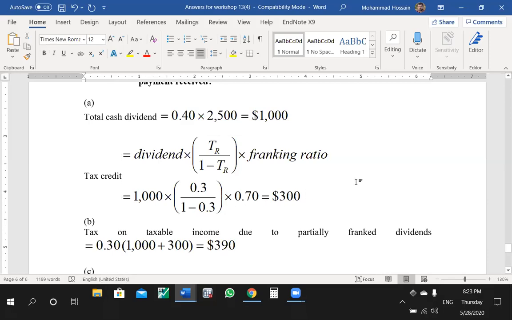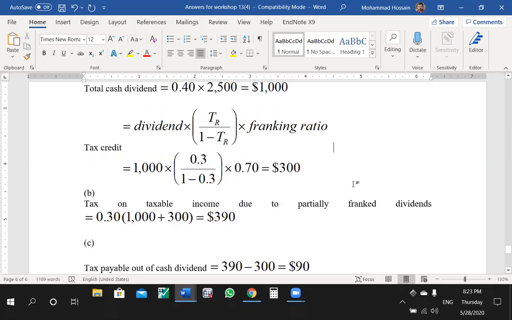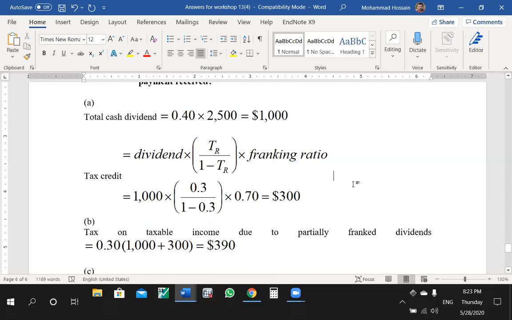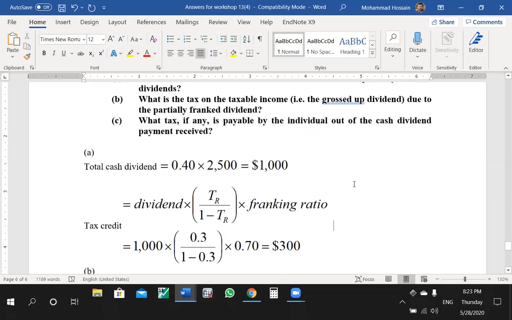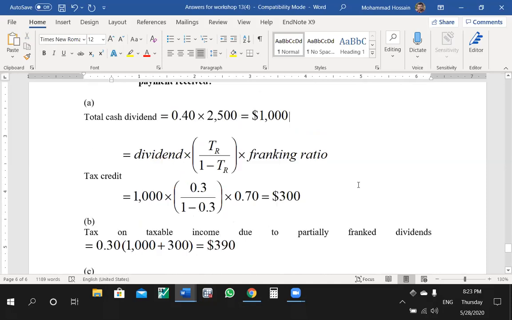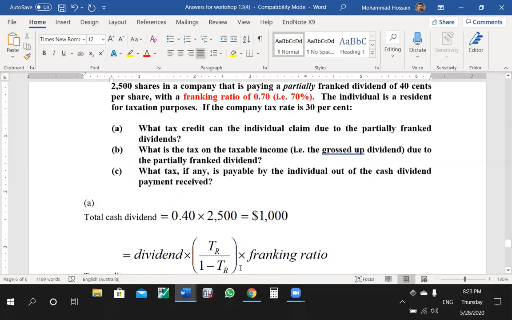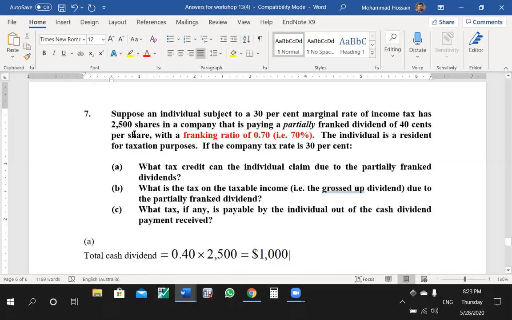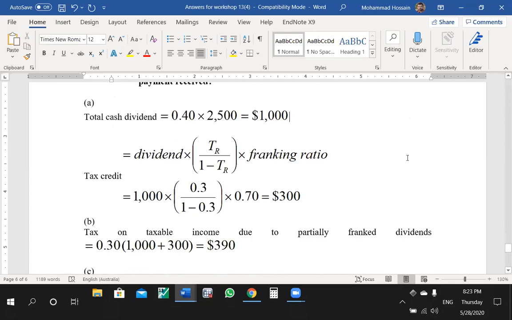Now you have to calculate how much their taxable income is and how much tax is supposed to be paid. The company has issued a total cash dividend of $1,000. Why $1,000? They said they will be paying 40 cents per share and this person has 2,500 shares available. So 40 cents times 2,500, $1,000 he's going to receive.